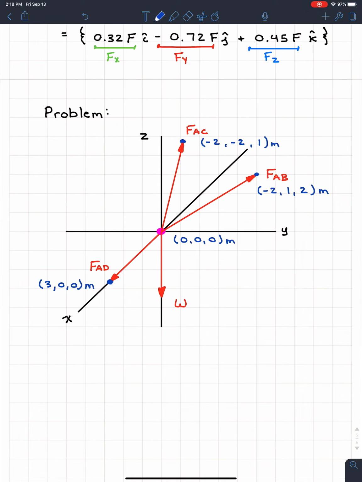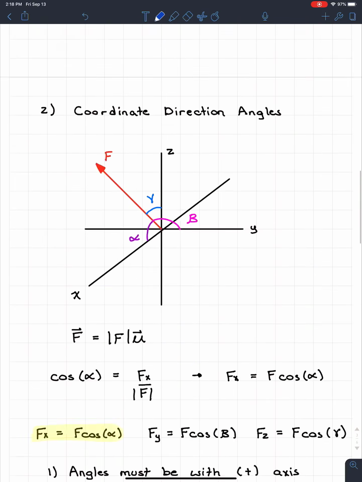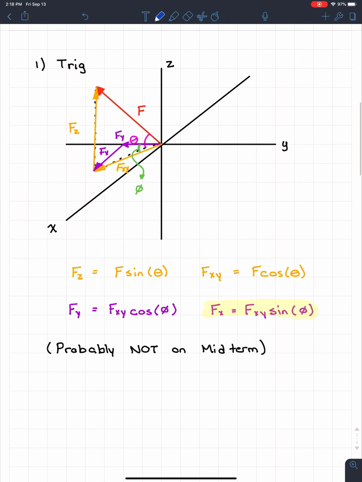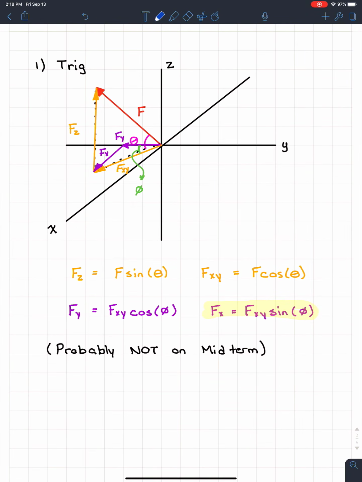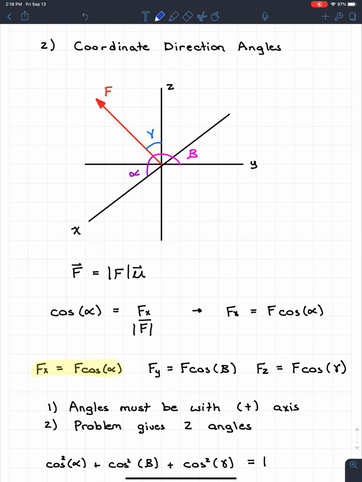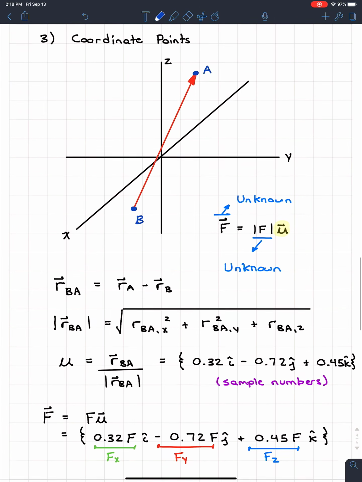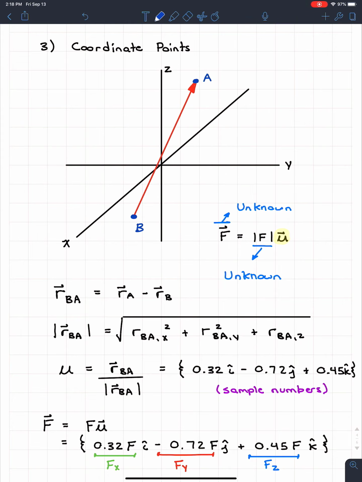So we got our forces, got our free body diagram. Now we can kind of analyze, well, what situation are we looking at here? So we go up here, and you go, okay, well, I don't have the angles between the planes and the axes, so that's probably not trig. Again, don't have any angles, so it's probably not coordinate direction angles. Oh, I got a lot of points.